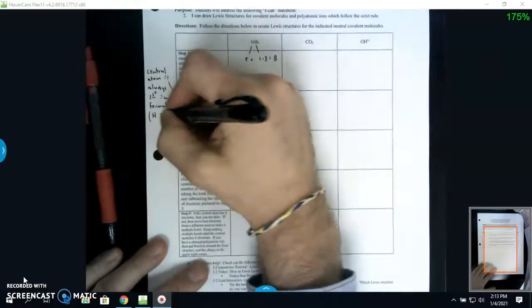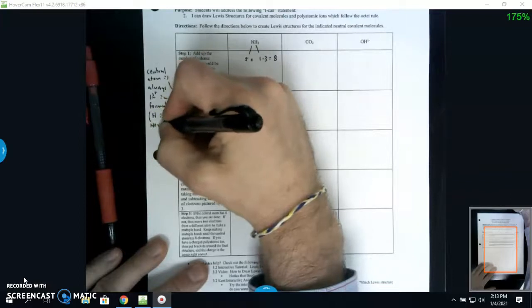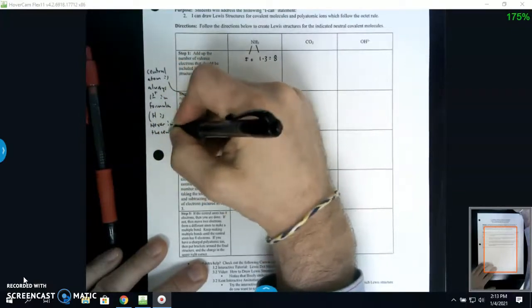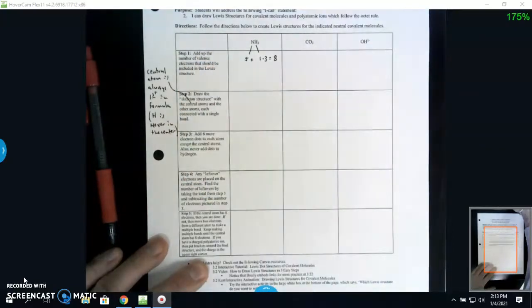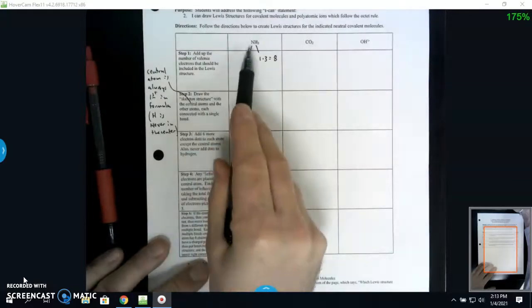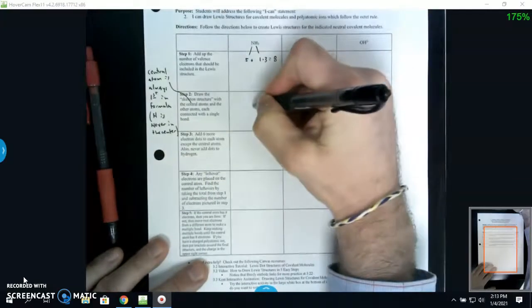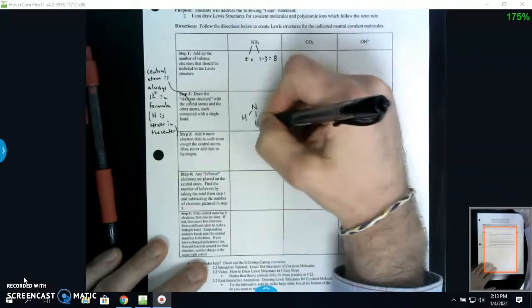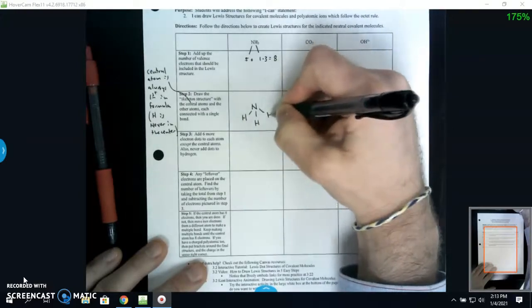Hydrogen is never the central atom. So H is never in the center. So for example, even though in water it's H2O, the hydrogens would not be in the center. It would be the oxygen that's in the center. So here's our skeleton structure with nitrogen in the middle, surrounded by the 3 hydrogens.